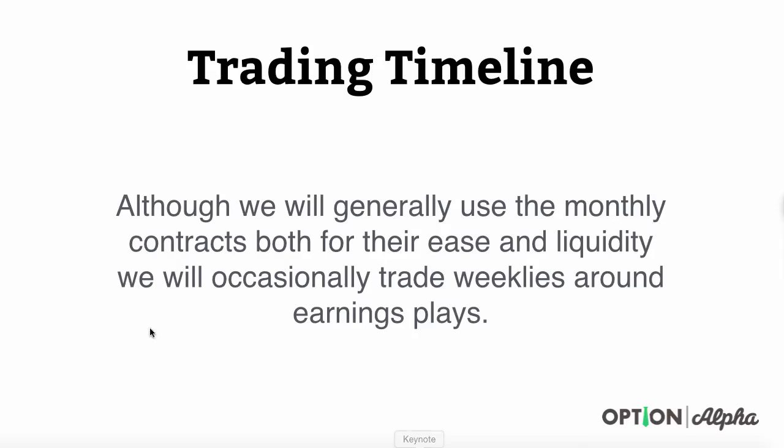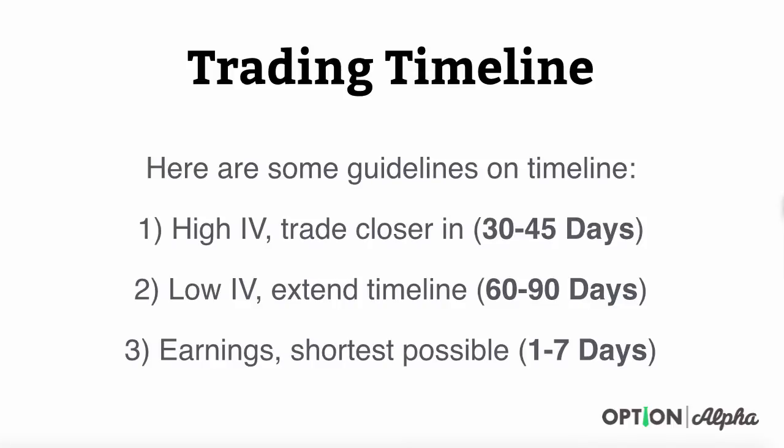So here are some of the guidelines that we have on trading timeline, because the question we get all the time is, how far out should I make my trades? We've put together some quick guidelines that we use. And again, you can download some of these resources in a PDF by going to optionalpha.com. We've got full trade guides, when to enter, when to exit, trade size, and also some complete trading plans as well.